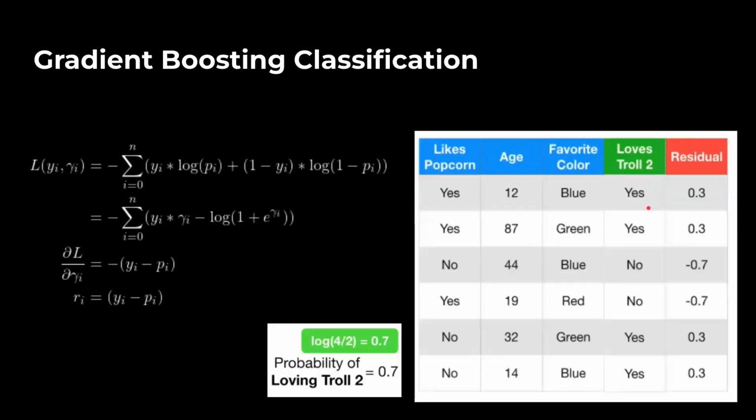But yeah, so now let's talk about classification. Classification basically uses the exact same concept. It's just that we're using a different loss function, and the interpretation of our predictions is a little bit different. In this sample data set, the input is popcorn, age, and favorite color, and we're trying to predict whether or not they love the movie Trolls 2, a yes or no question.